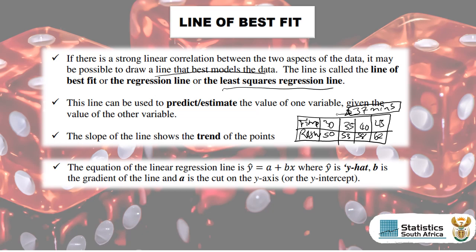So the equation of the line of linear regression is, very important, y hat equals a plus bx, where b is the gradient of the line, and a is the cut on the y-axis, or the y-intercept. That's all. You just use your calculator to get those values of a and b.